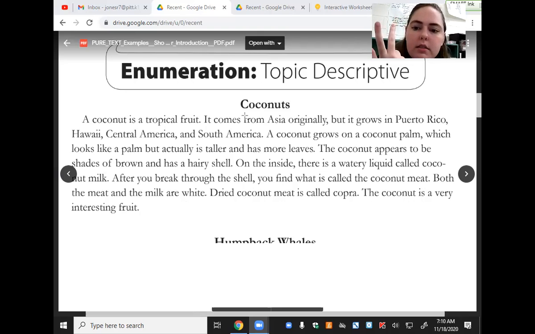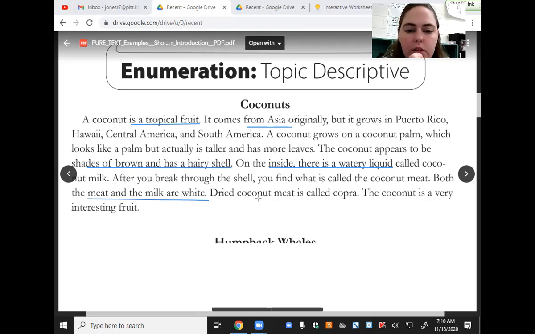Describe coconuts to us, right? It's a tropical fruit, comes from Asia. It has shades of brown and it has a hairy shell. The inside is a watery liquid. The meat and the milk are white. It's very interesting. You know, it has a coconut palm, which is taller and has more leaves. So that just described coconut to us.